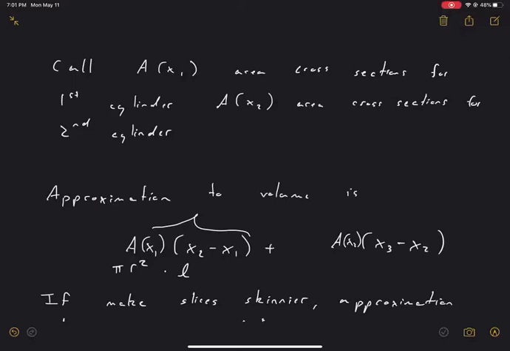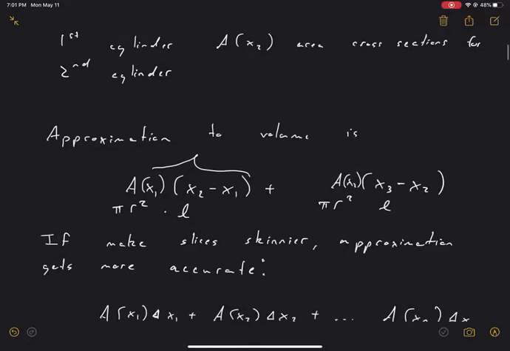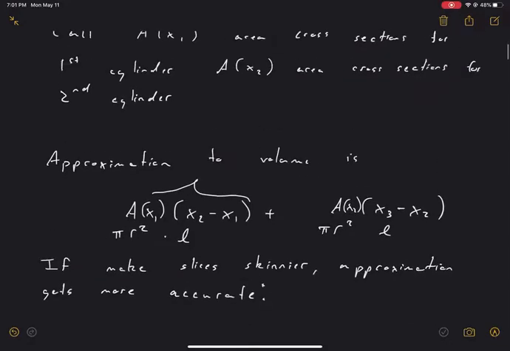I have something similar for this second piece. AX2 is pi r squared, where r is now the radius of the bigger cylinder. And x3 minus x2 is the length of this cylinder. So my approximation to the volume of my object looks like this: AX1 times x2 minus x1 plus AX2 times x3 minus x2.